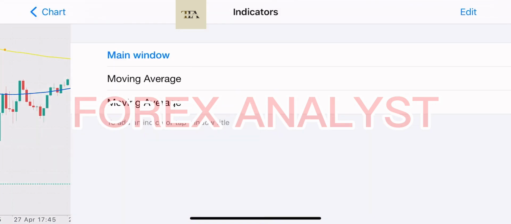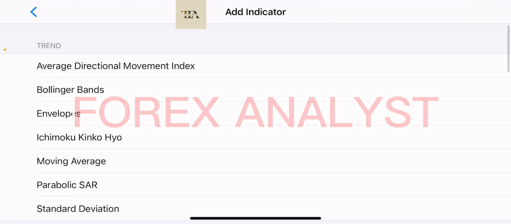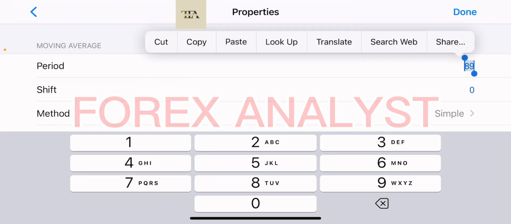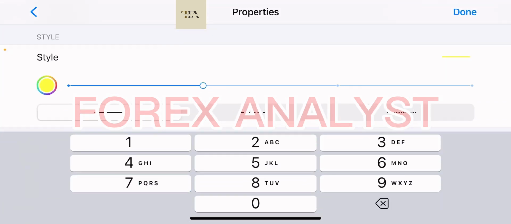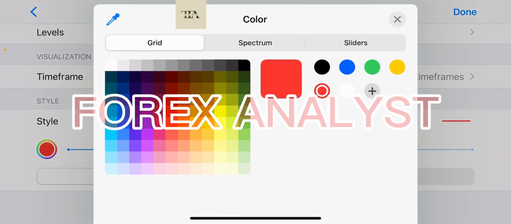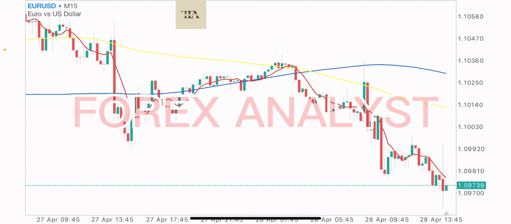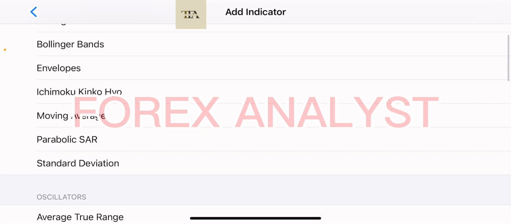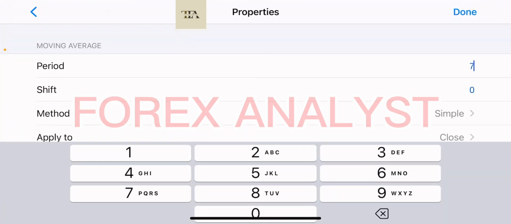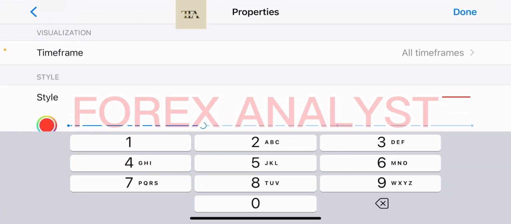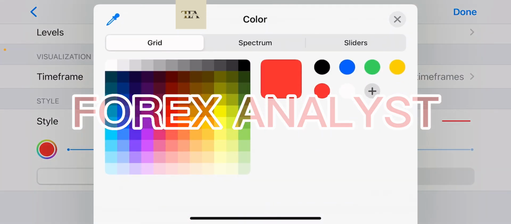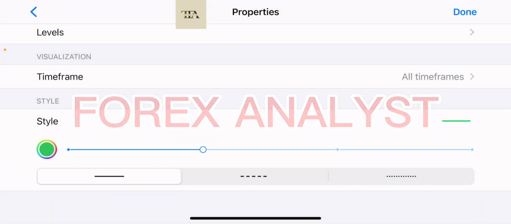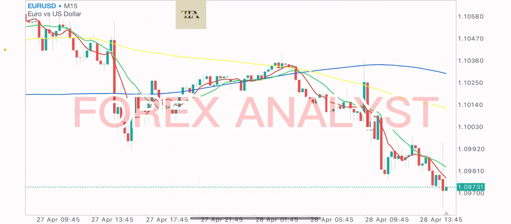Let me add it. So let's add some moving average. We add 7 moving average. Change the color to red. That's our 7 moving average. Change this to 14. Change the color to green, and that's our 14 moving average. So we have 7 moving average, 14 moving average, 89 moving average, and 200 moving average on the single chart.